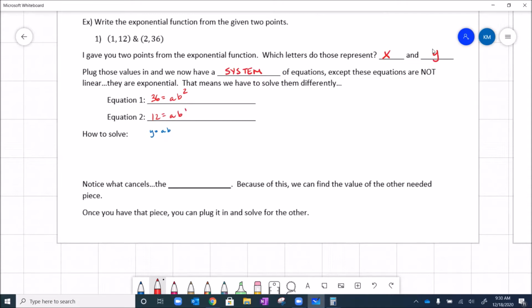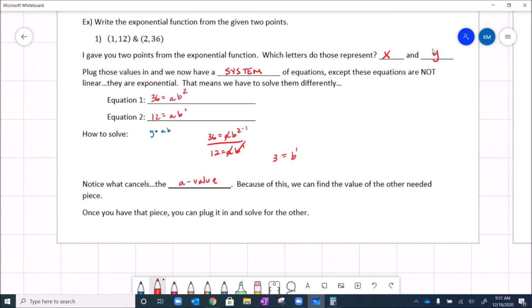Here's how we solve it. We will make this into a division problem. 36 equals a times b squared over 12 equals a times b to the 1. Okay, and I'm going to divide these two. 36 divided by 12 gives me 3. A divided by a cancels out. B squared divided by b to the first. This is where our exponential rules come into play, right? So b, 2 minus 1 gives us b to the first. Notice what cancels out. The a value.